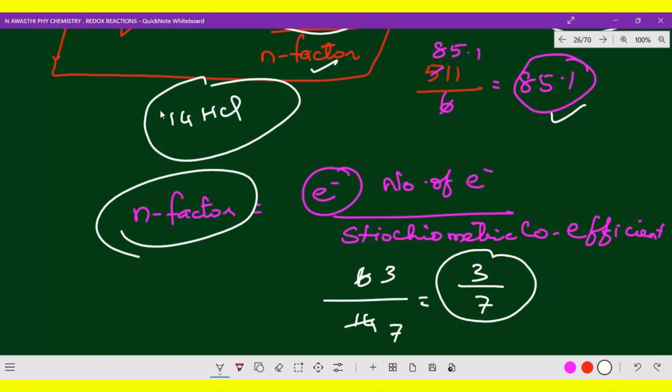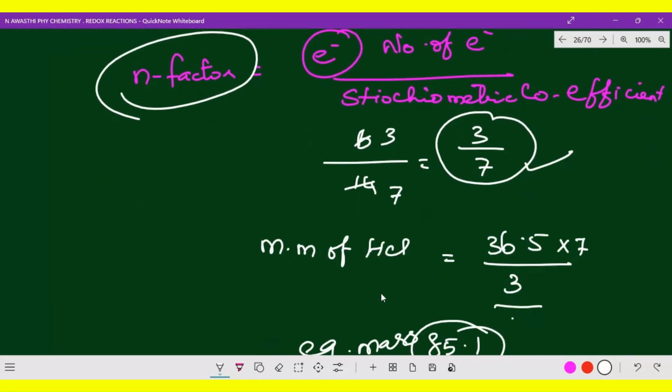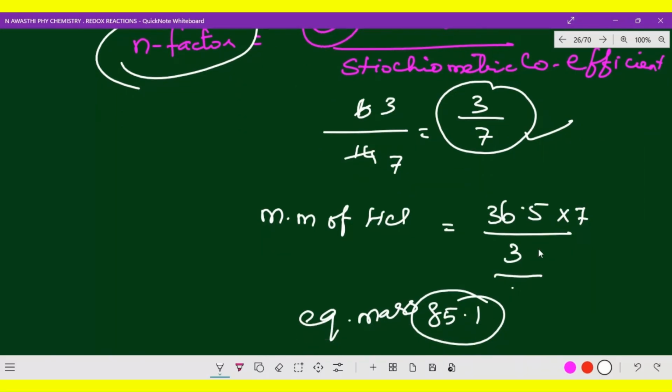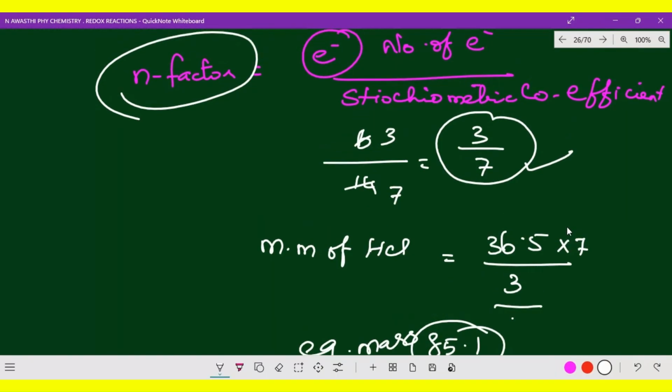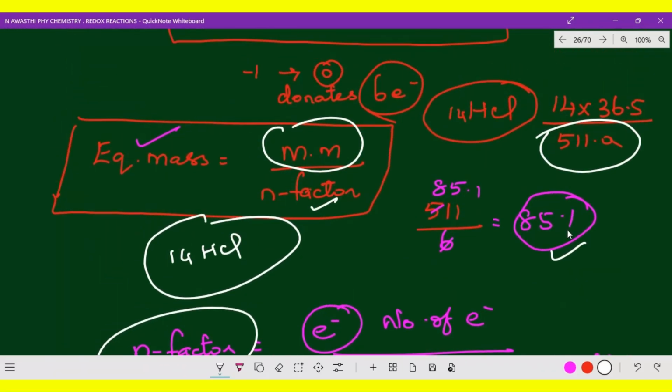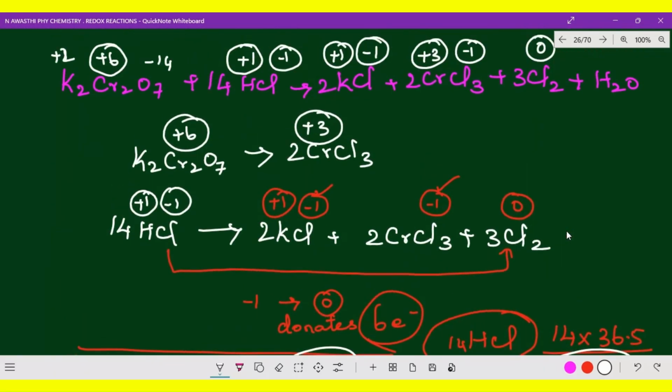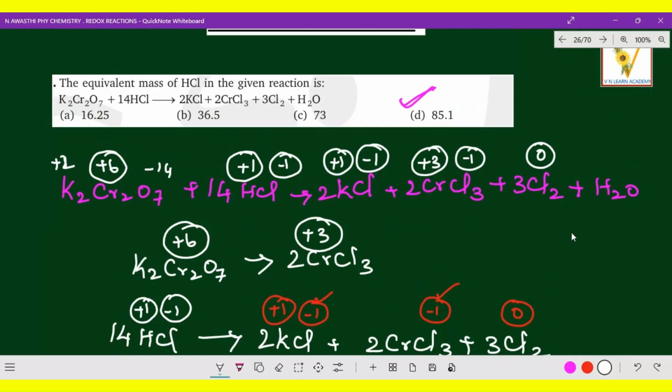This is another statement: n factor means the number of electrons exchanged, so we bring it as the number of electrons change divided by the stoichiometric coefficient. If you go this way, you get the same answer. Molecular mass of HCl, 36.5 into 7 divided by 3. Why did I put 7 by 3? Because it is reversed, so 3 by 7, the 7 will go upwards. I hope you got the complete idea about this question. Let's go to the next question. The answer is 85.1.